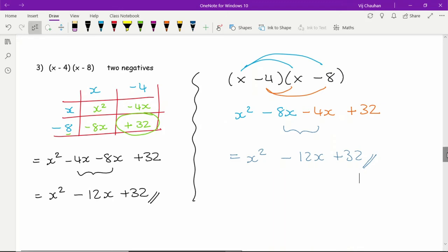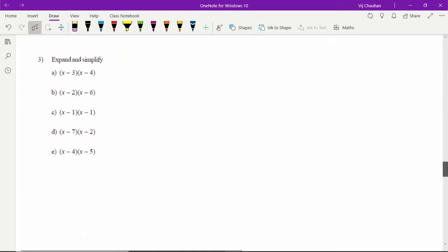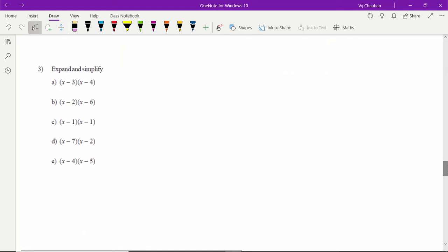So let's have a look at some practice questions from there. So again, if you want to have a go at these 5 questions where both the brackets are negative, then please do fast forward. Other than that, let's go straight through to the answers.